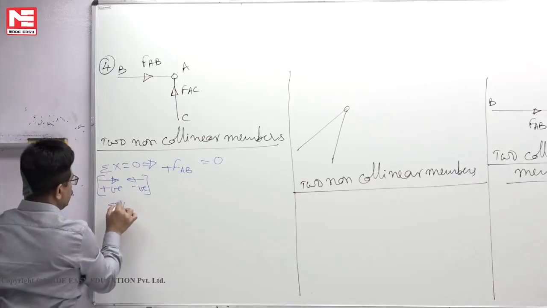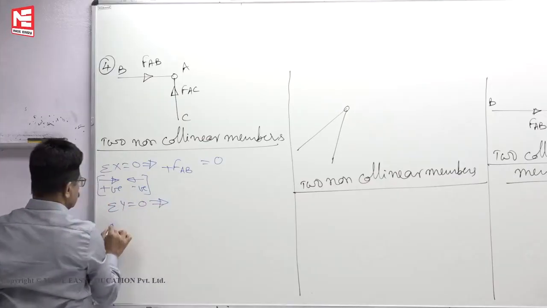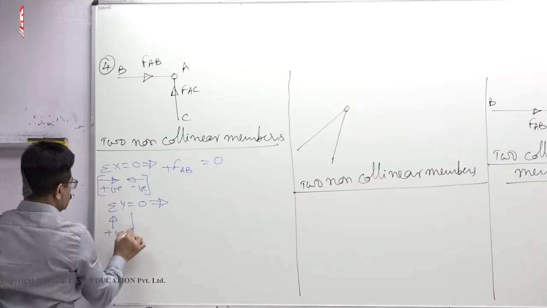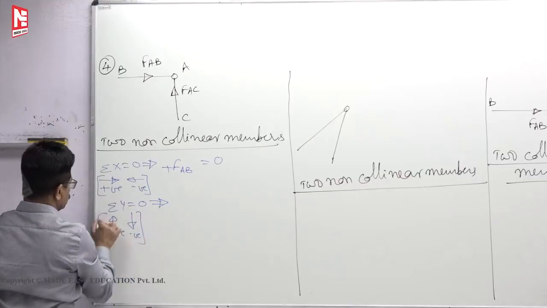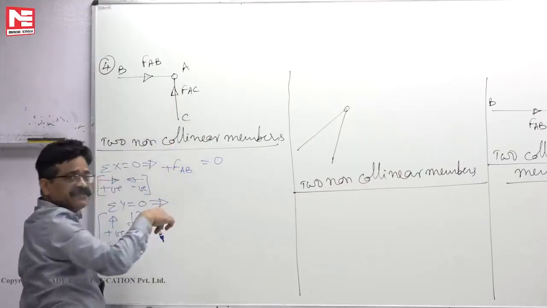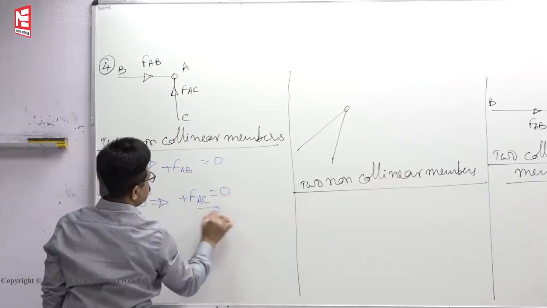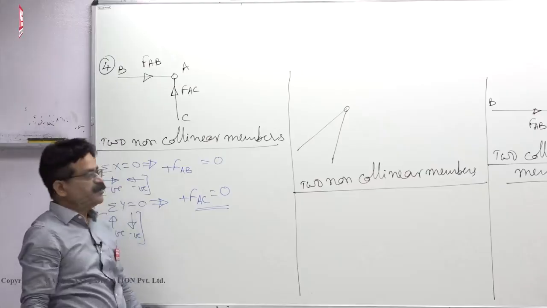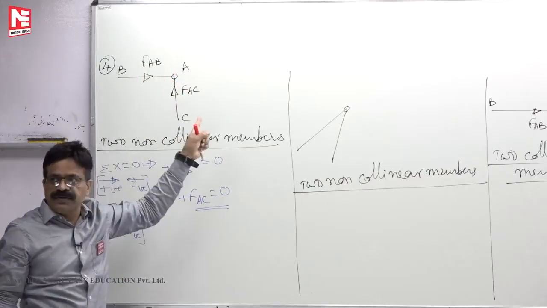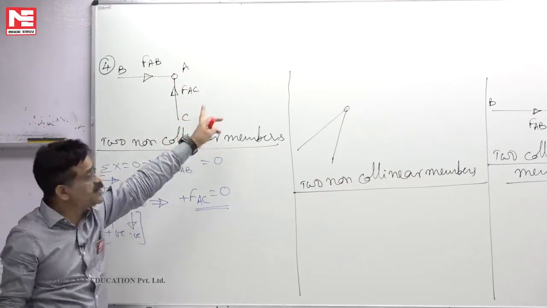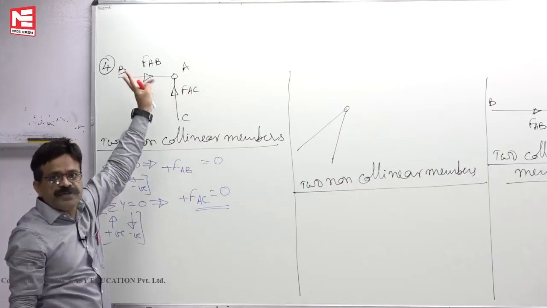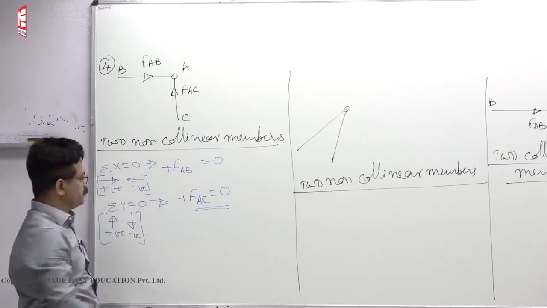Now you write sigma y is equal to 0. Upward force is positive, downward force is negative. Now this FAB doesn't have a y component, only FAC, and that force has to be 0. That means at a joint, if two non-collinear members are meeting with no external load at that joint, forces in both members have to be 0.